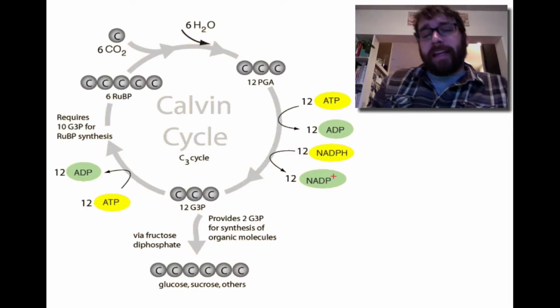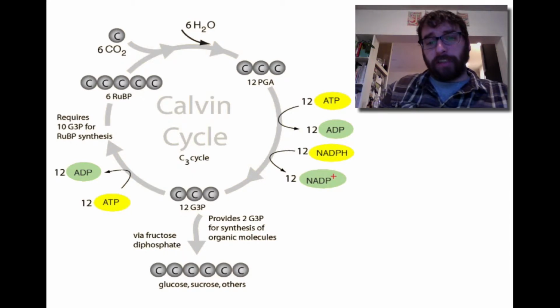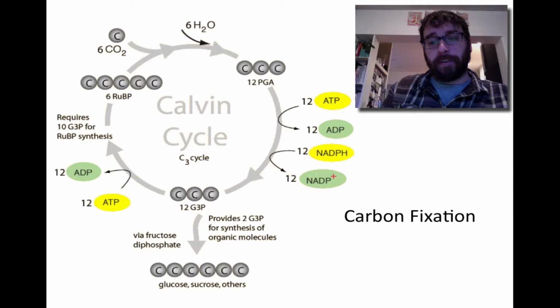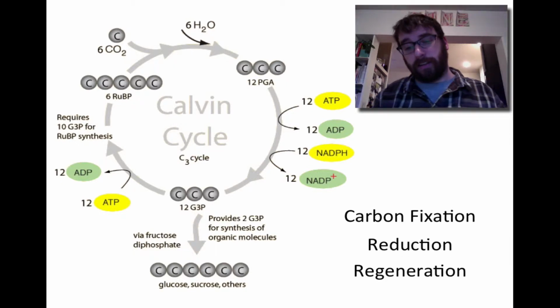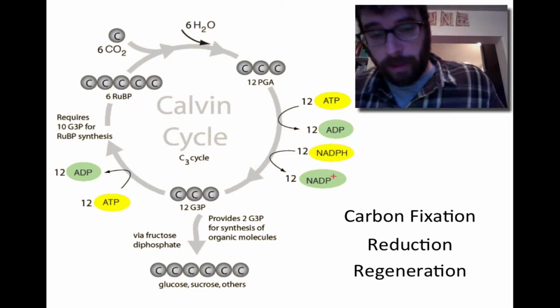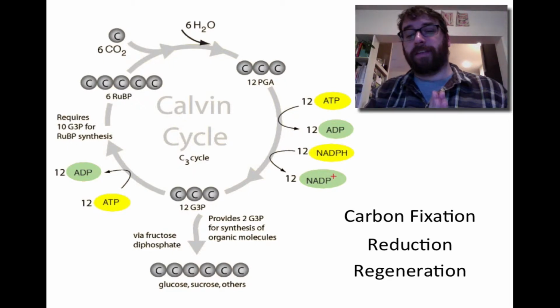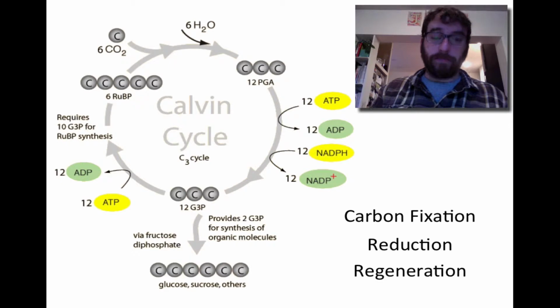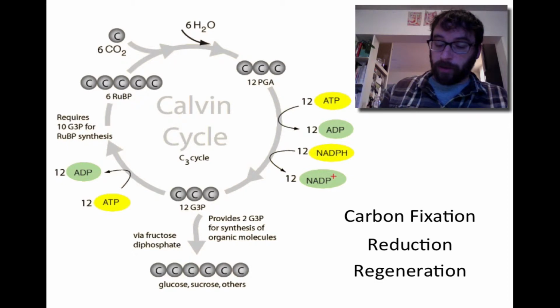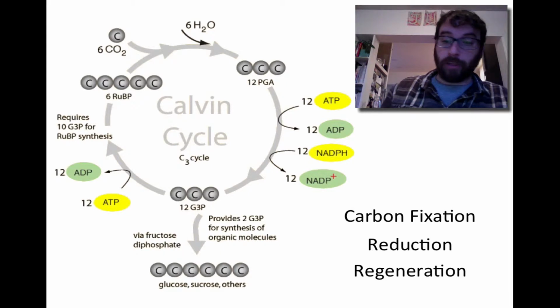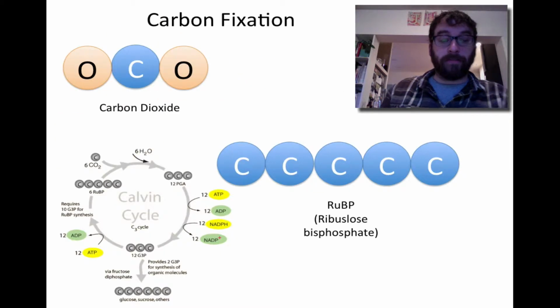There are 3 stages to the cycle, and these 3 stages you need to understand. First stage is carbon fixation, the second stage is reduction, and the final stage is regeneration. In this video, we're going to look at each stage in a little more detail. Hopefully that'll help you understand what's going on and what you need to know.